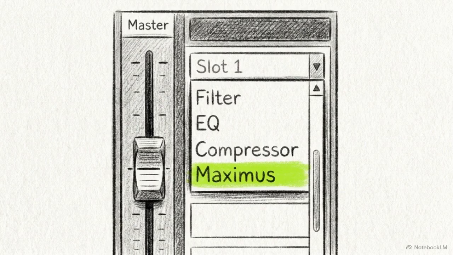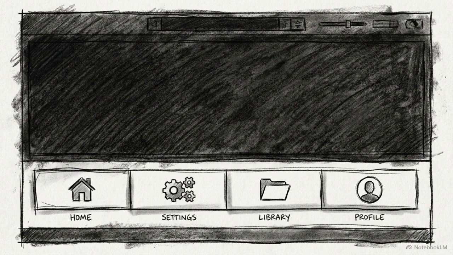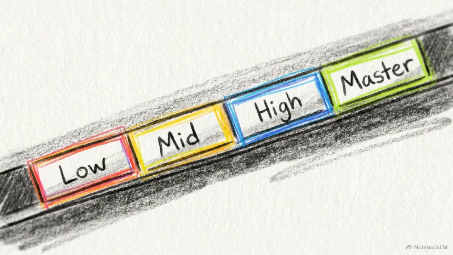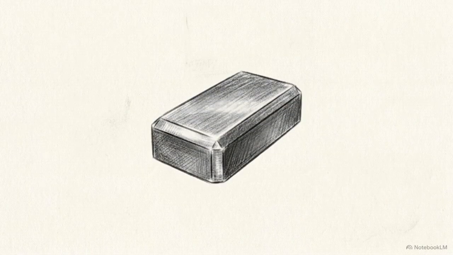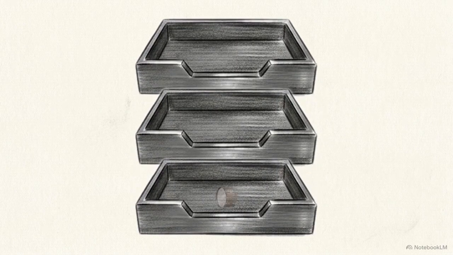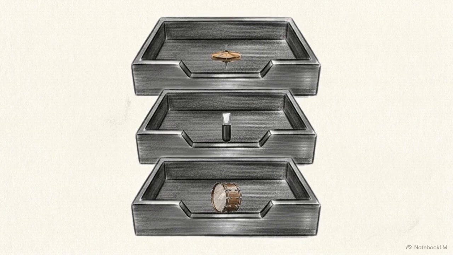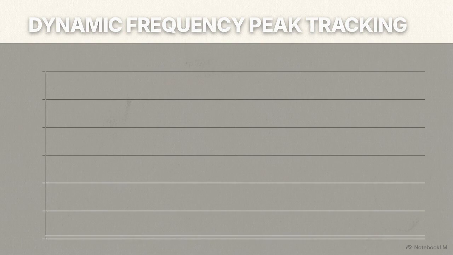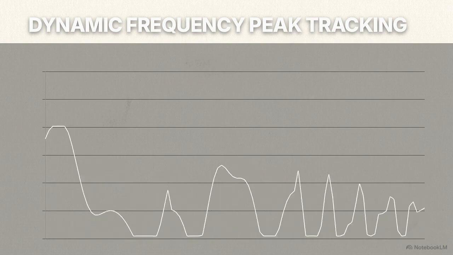To begin the process, go to an empty effects slot on your master channel and load Maximus. This interface is built around 4 specific tabs at the bottom. You have dedicated controls for your low, mid, and high frequencies, plus a master tab that affects the summed signal. This setup is a multi-band compressor. It mathematically splits your audio into separate bands, so you can compress your low end, your vocals, and your high-frequency percussion entirely independently. When you hit play, you can observe the real-time flow of audio energy.